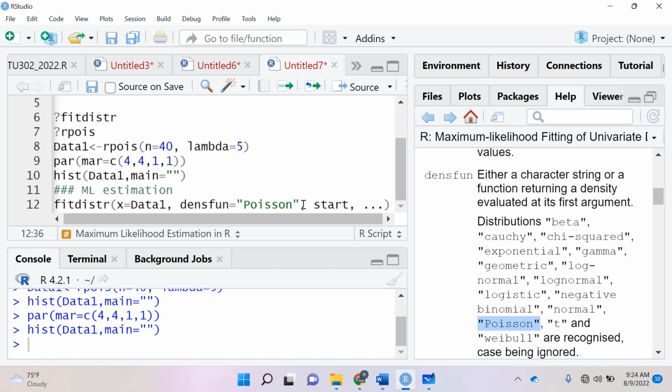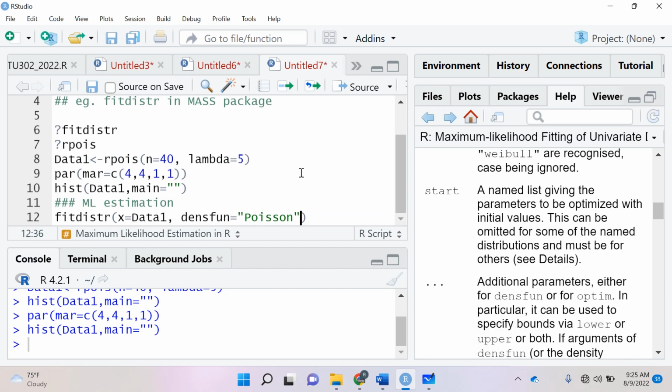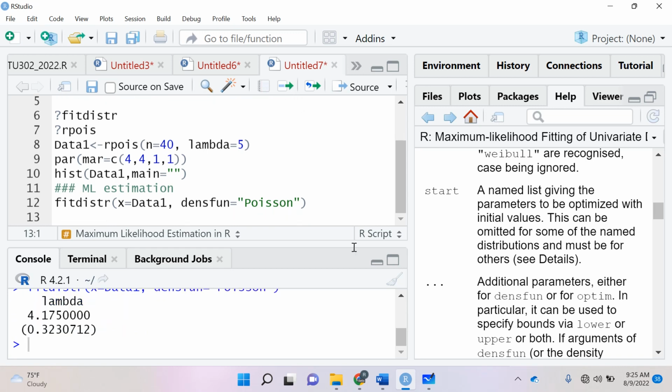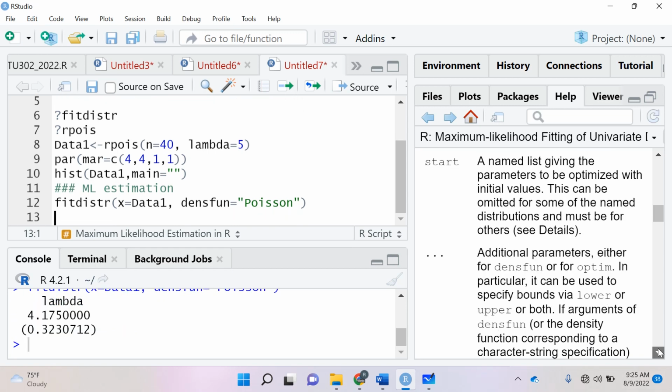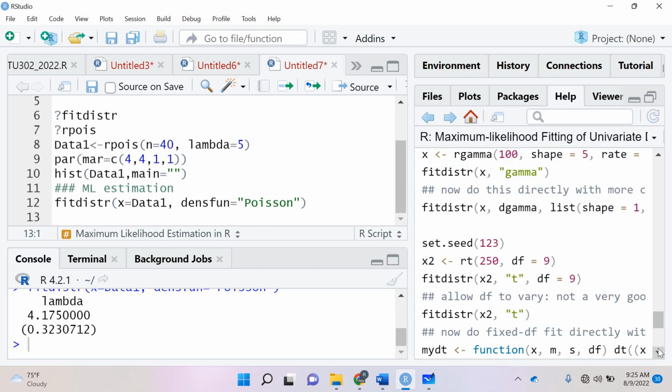Start values, we may ignore it, but if it can be provided, and if you go here it will tell you the start value is a named list. So if you want to do it, you need a list of it. And if you want, you can go to the details and look at how the start should be. Okay, so look at this. Our lambda is 4 point something. Remember, our lambda is 5, but we got 4. There's a standard error. So this is how you use inbuilt functions to do this.